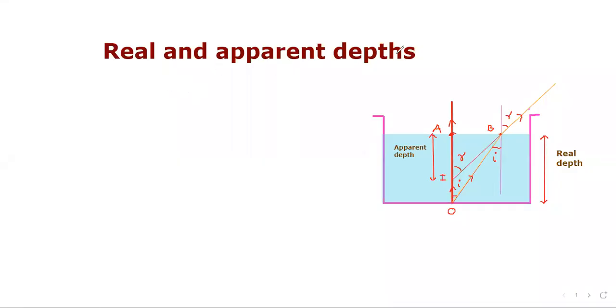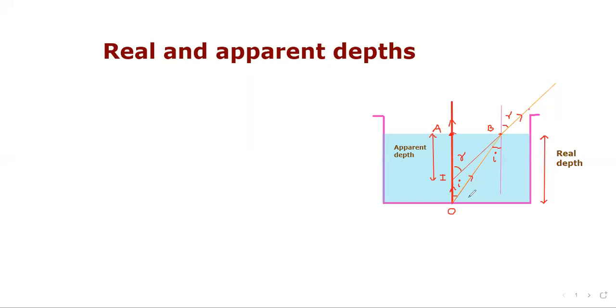Real and apparent depths. Object is lying at the bottom of the pot. Liquid is filled up to here, and the refractive index of the liquid is mu. Outside there is air. A real depth is this much, and apparent depth is this much. It means AO is real depth and AI is apparent depth.